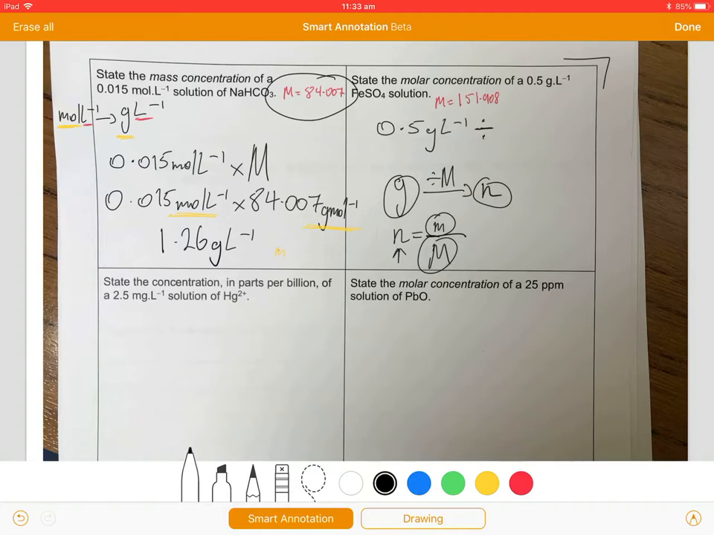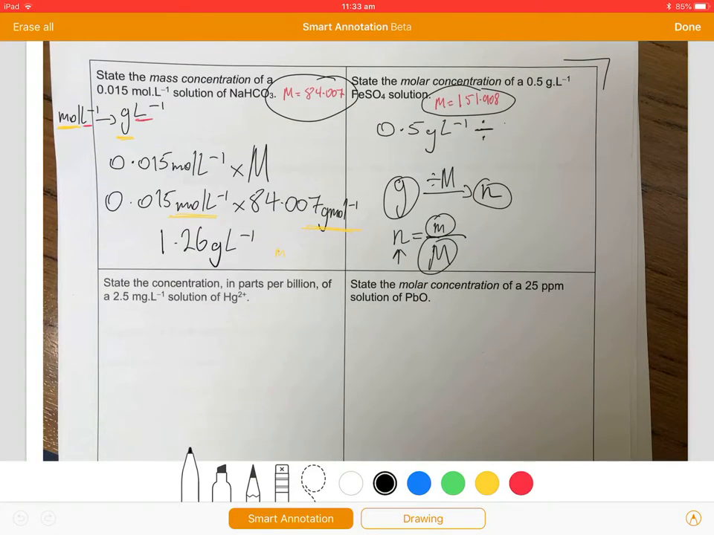So therefore, all we have to do, we know our molar mass here is this number, and it's just something that I looked up earlier. 0.5 grams per litre divided by 151.908 grams per mole. And that's equal to 0.5 times 151.908 into a calculator, gives us 75.954 moles per litre. Beautiful.